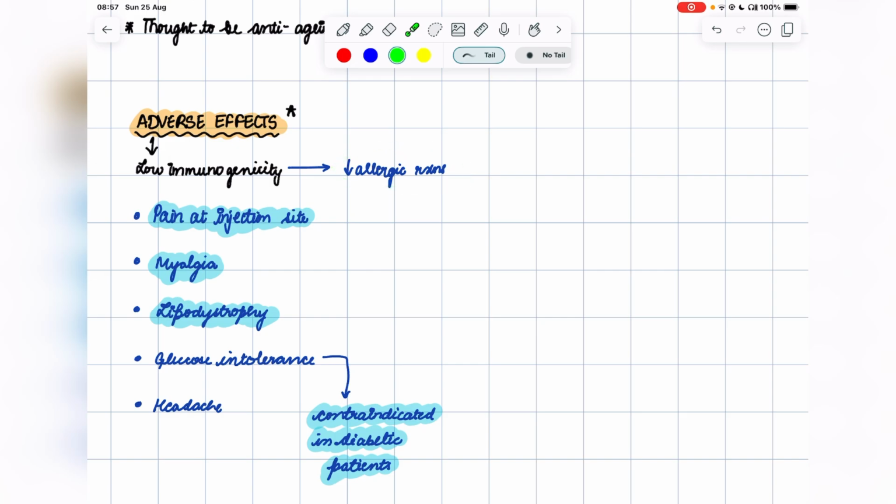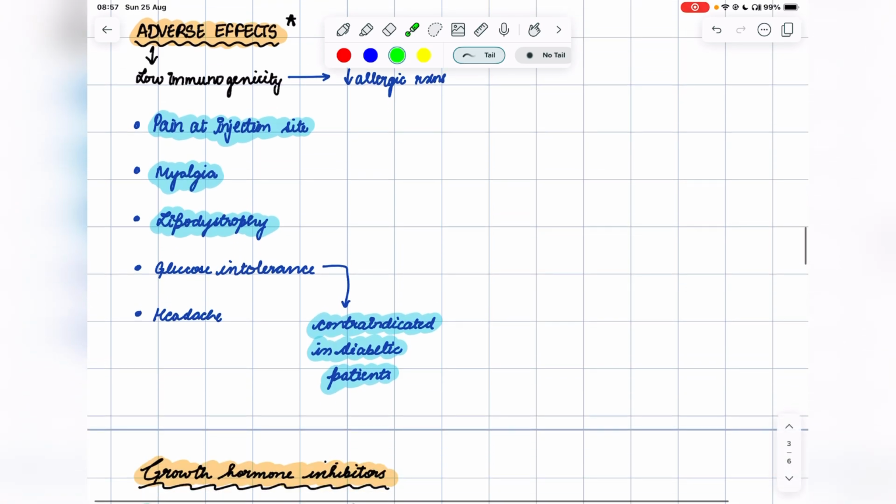Major adverse effects: there is pain at the injection site. There is myalgia. Myalgia means there is muscle pain or ache. Lipodystrophy, this is due to the lipolytic and lipogenetic effect of IGF-1 and the direct effect of lipolysis. So there is some lipodystrophy. There is glucose intolerance, we have already discussed. They should be contraindicated in diabetic patients. Why? Because the direct effects lead to diabetogenic potential. So it should be contraindicated in people having diabetes and obese people who are at a risk of type 2 diabetes mellitus, and headache, which is a general adverse effect.